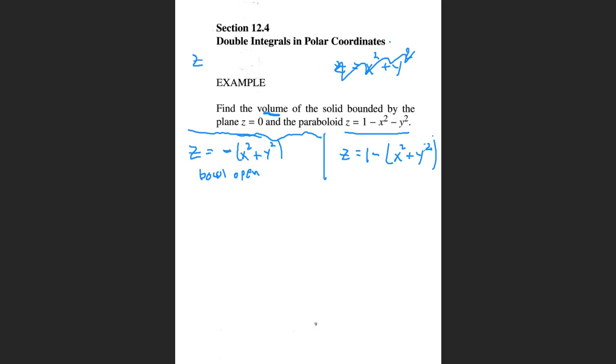Well, if z were equal to positive x squared plus y squared, does that bowl open up or down? A bowl is a paraboloid. When I say bowl, I mean paraboloid. Good, Mary. That bowl opens up. So now, if I put a negative here, what's that going to do to the bowl? Does the bowl open up or down?